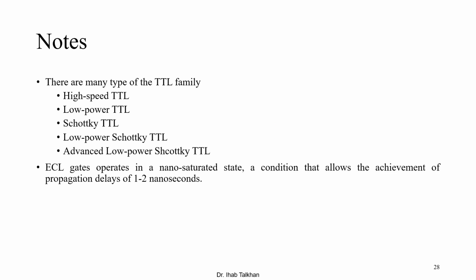Actually, this note is for you to understand that there are many types of TTL families. We have the high-speed TTL, low power TTL, Schottky TTL, low power Schottky TTL, advanced low power Schottky TTL, and so on. And the ECL gates operate in non-saturated state conditions that allow the achievement of propagation delay of 1 to 2 nanoseconds. Actually, this is because of the speed, of course.